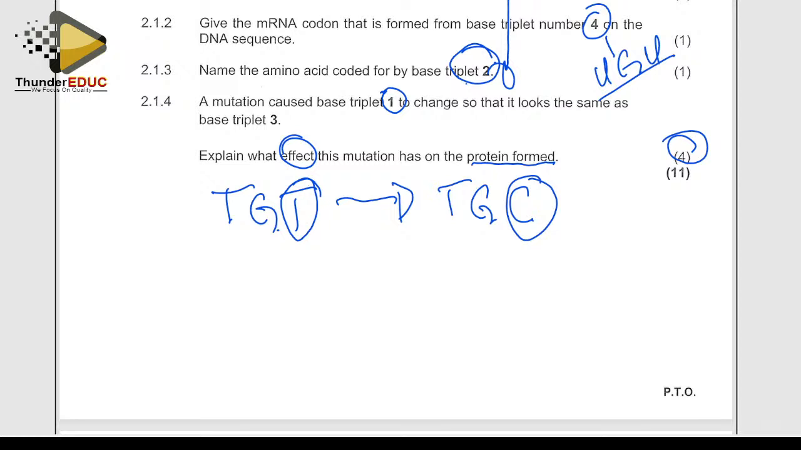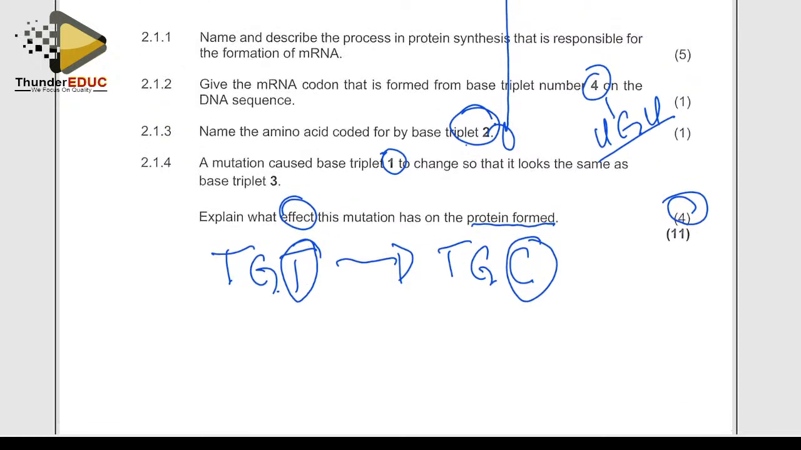That is the first mark. As I told you, TGT is changed to this. So you need to tell us what changed. The third base T was changed to C. That's 1 mark. I'm not saying that's how they're going to give you a mark, but that's how it's supposed to be.